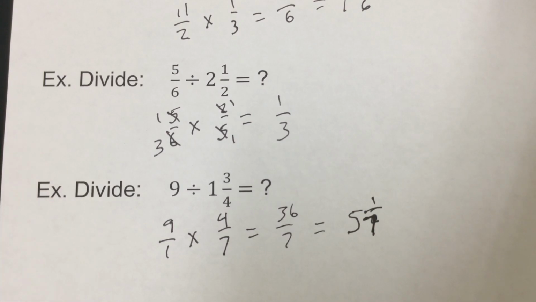So, dividing mixed numbers. Just like with multiplication, we have to make them improper fractions first. We can't leave them as mixed numbers. From there, we can reduce, just like with multiplying. We'll do the leave, change, flip there first. So leave the first one alone, change from division to multiplication, flip the second one over, and then multiply them just like normal.